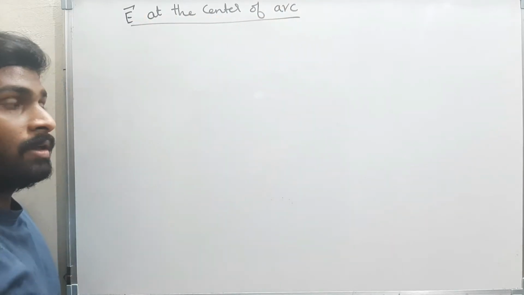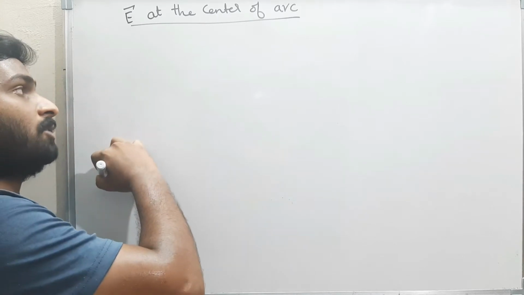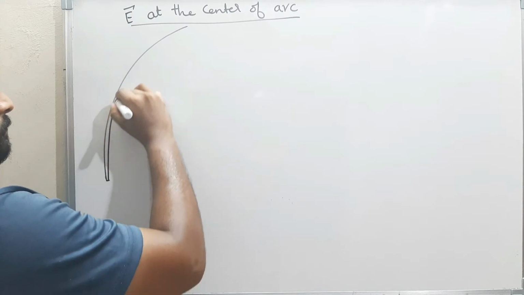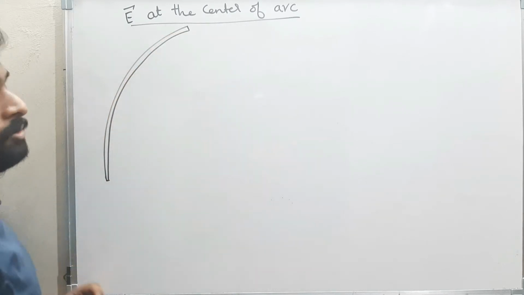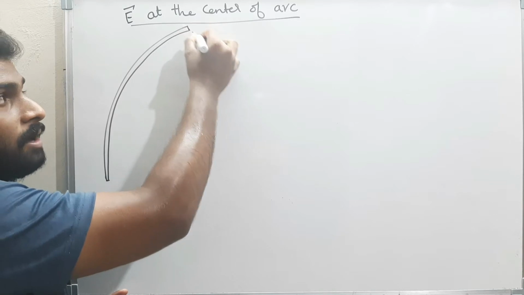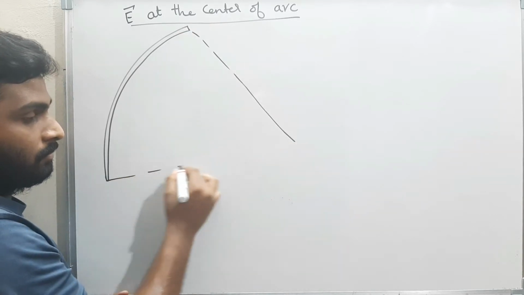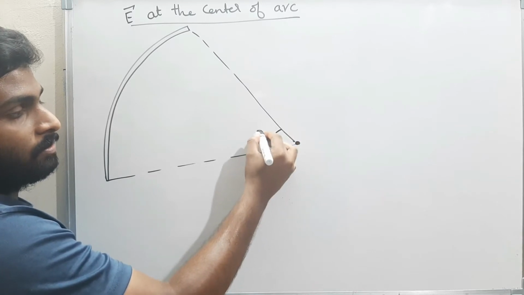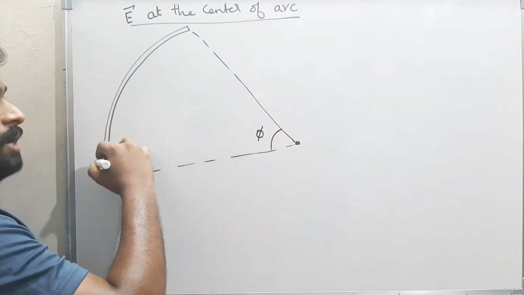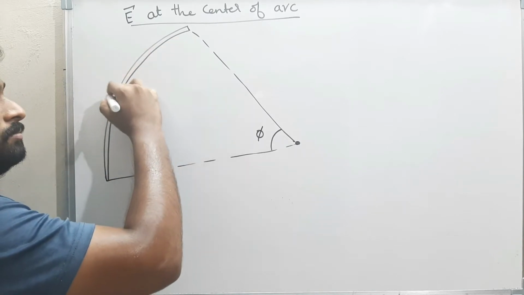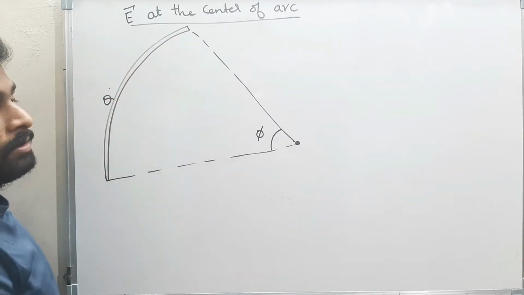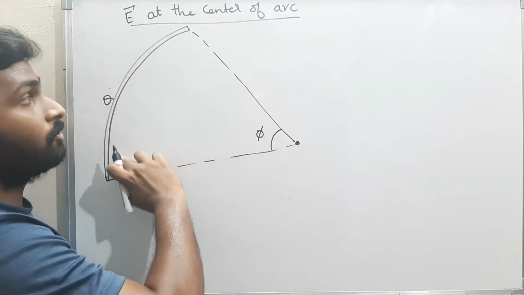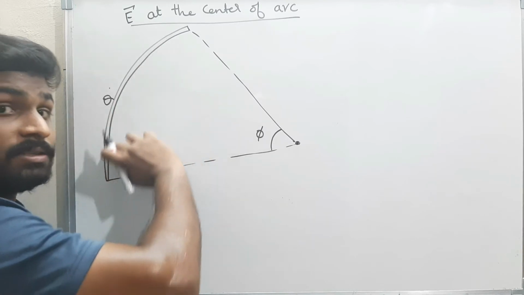Okay, now see here. They gave a small arc having a charge q. This is an arc, and it is making some angle phi. The charge of this arc is q. Now they told us to find the electric field intensity at the center of the arc, due to this charged arc.